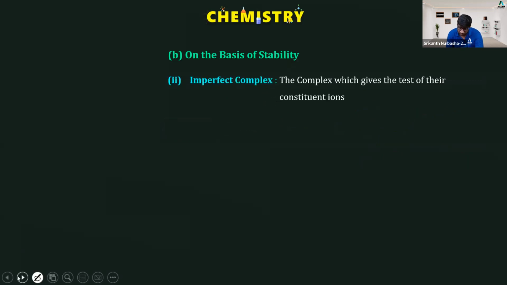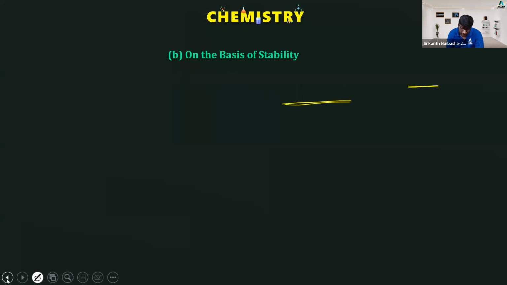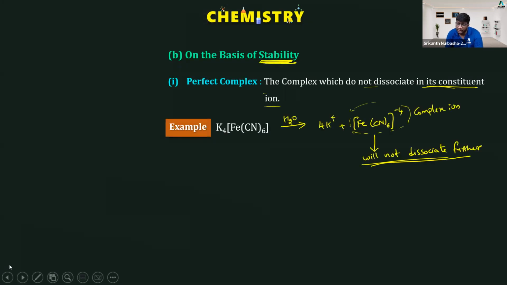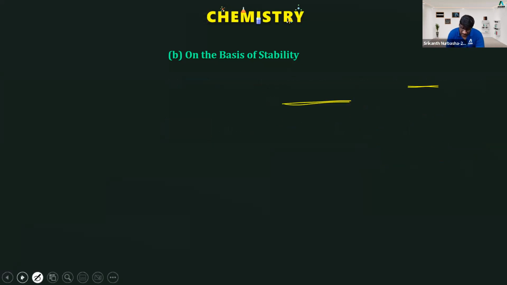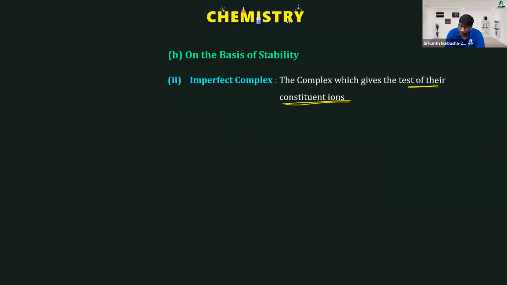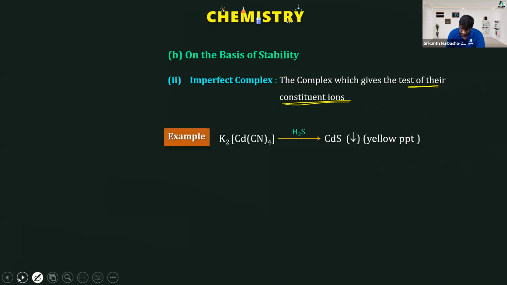Imperfect complex: the complex which gives the test of its constituent ions. Perfect means the complex which does not dissociate into constituent ions. All of you note it down. Simple definitions. On the basis of the type of ligands, we have classified complexes as homoleptic and heteroleptic. On the basis of stability, we are again classifying complexes as perfect complex and imperfect complex. Perfect complex does not dissociate into constituent ions. Imperfect complex will give the test of its constituent ions. Note down an example here.